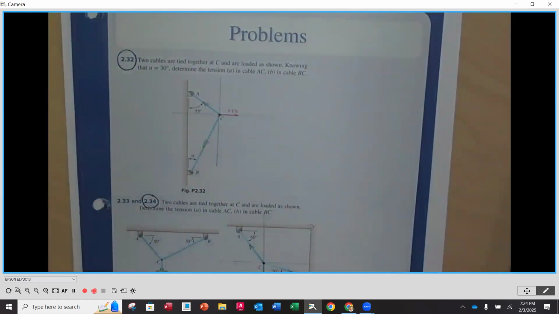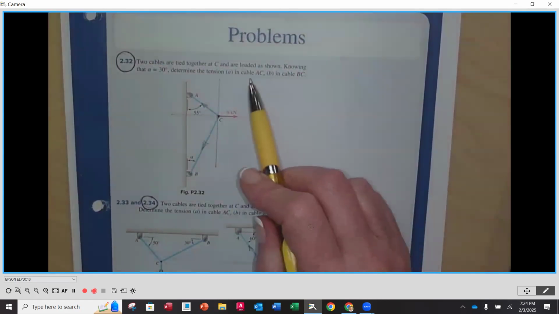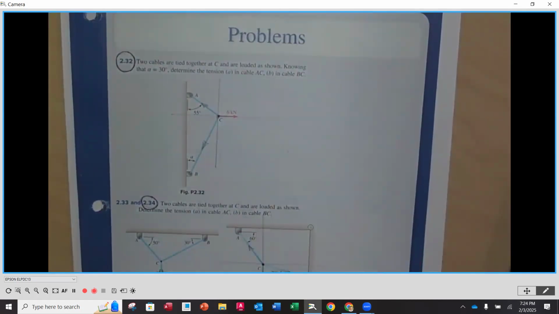So this is very similar to the first problem that we did. Actually, each one of them, honestly, very similar. So rectangular component method, finding the tension in each one of those cables. So drawing your diagram, doing the components, summing your forces in the X and Y equals 0, and then solving for any unknowns. Brooke.